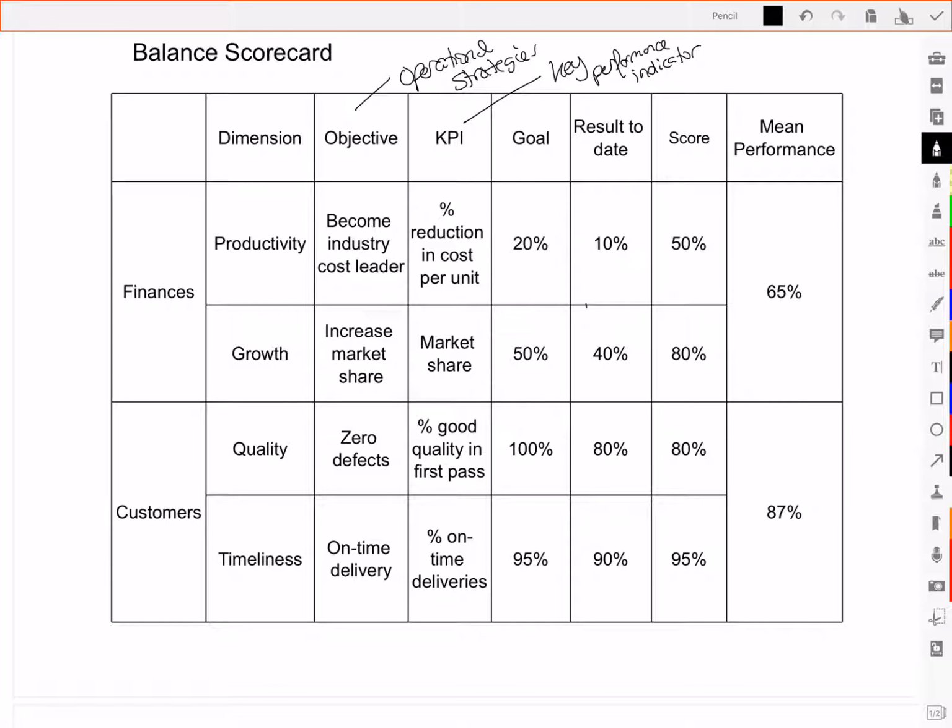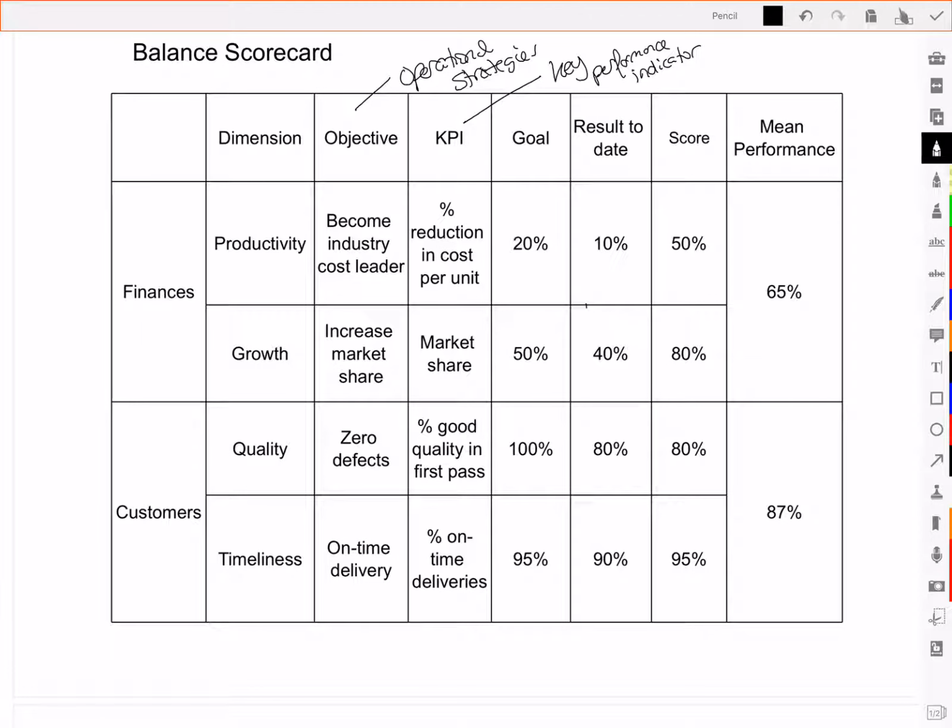And then we need to set a goal. That is, during the next time period, so maybe next year, 6 months, what is the goal in terms of obtaining that? So if we're talking about reduction in the cost per unit, maybe our goal is a 20% reduction in cost. We need to set a goal for a specific time period. And then we need to measure, as we're going through, the results to date.